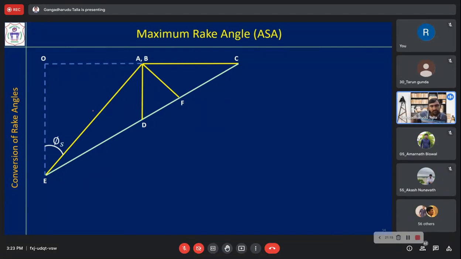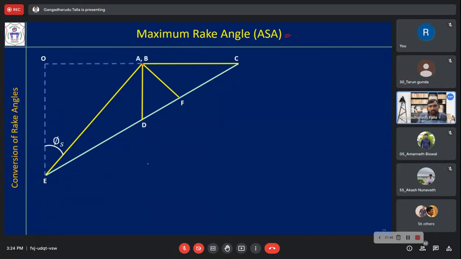Now let us have a look at the maximum rake angle in the MRS system, the maximum rake angle system. Consider ASA. In ASA we had this kind of triangle that we have seen. A at the top, B at the bottom, there is a vertical line, and this green one is the master line for the rake surface.